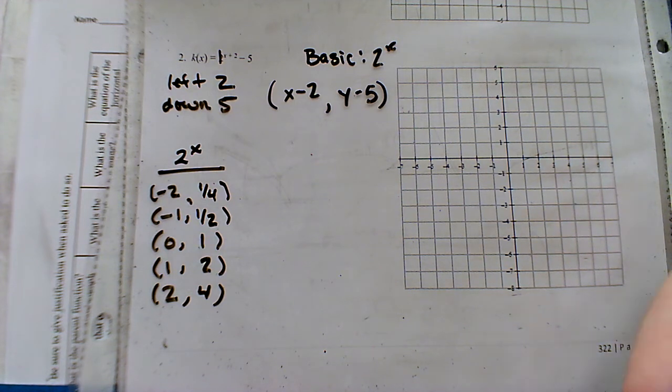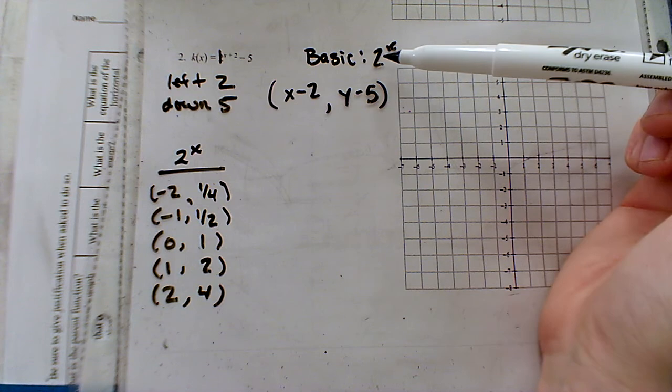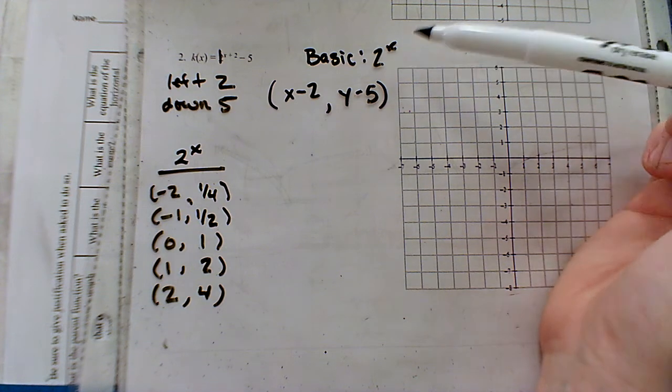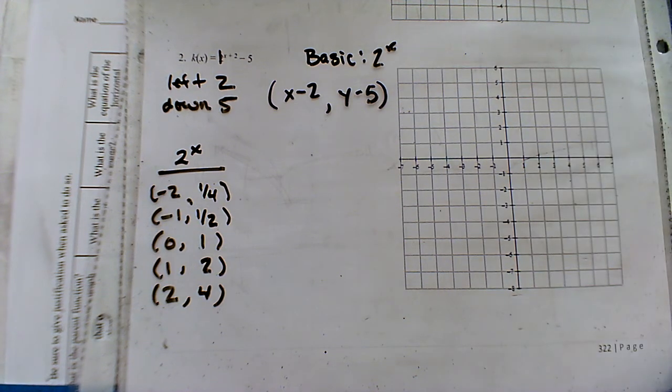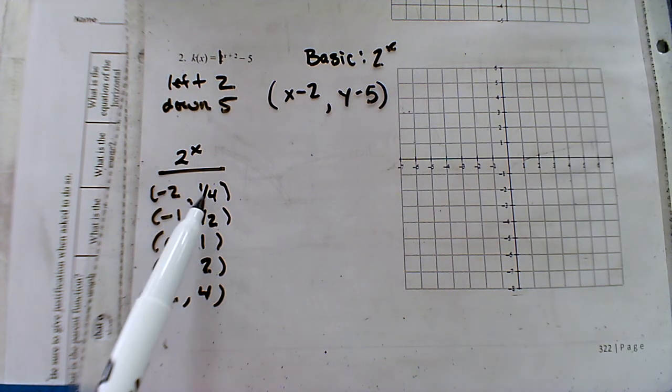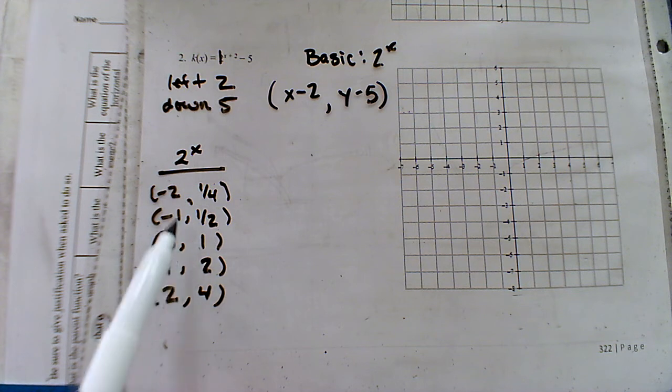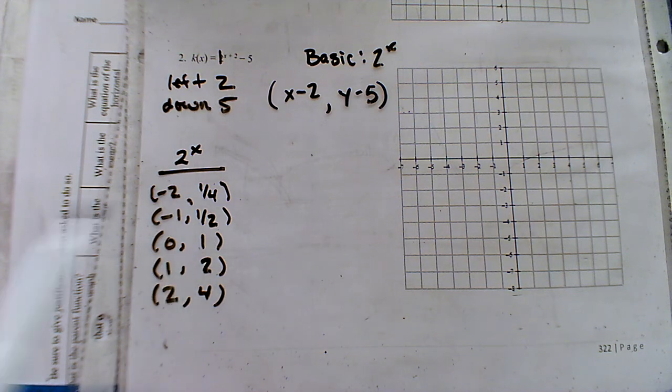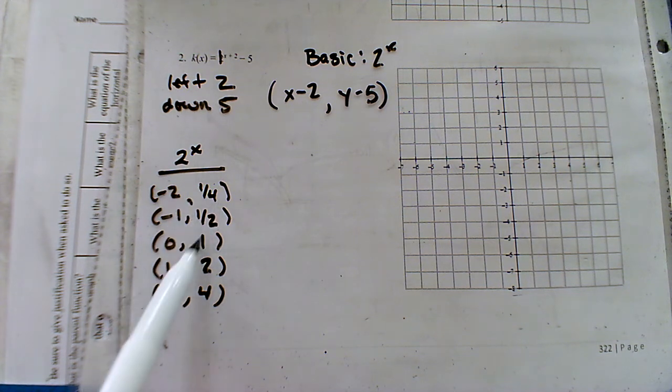Let me ask you this, and I'm not sure if we covered this yesterday, but what if our basic function was 3 to the x? Can we possibly think about how these y coordinates would change? A ninth, a third. Yep. And 3 and then 139.